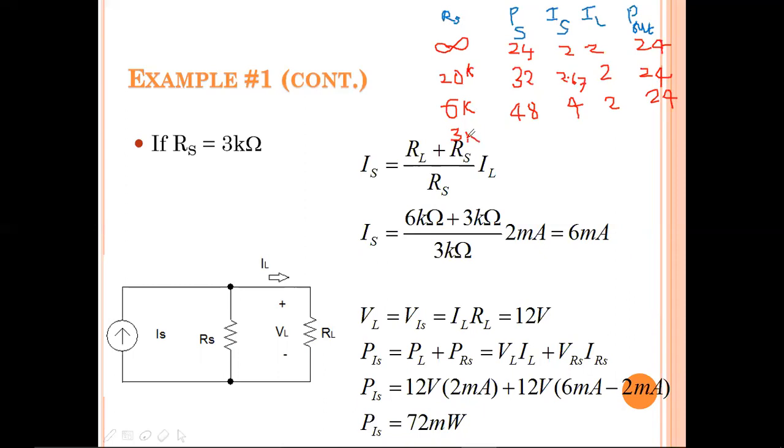So now after changing the 6 kilo ohms to 3 kilo ohms, my output power is 72 milliwatts. But my input current is 6 milliamps here, and my load current is not changed. Two milliamps. Since the load current is not changed and the output power is also not changed, 24 milliwatts.